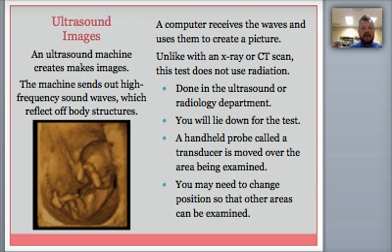Ultrasound images are created by using a high-frequency sound wave which reflects off of body structures. A computer receives the waves and uses them to create a picture. Unlike an X-ray or a CAT scan, this test does not use radiation. It is done in the ultrasound or radiology department. The person lies down for the test. A handheld probe called a transducer is moved over the area being examined. You may need to change position so that other areas can be examined. This is a 4-dimensional picture, so it is a movie of a baby inside a mother.